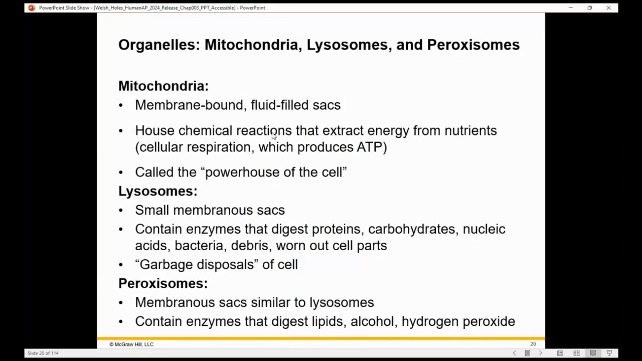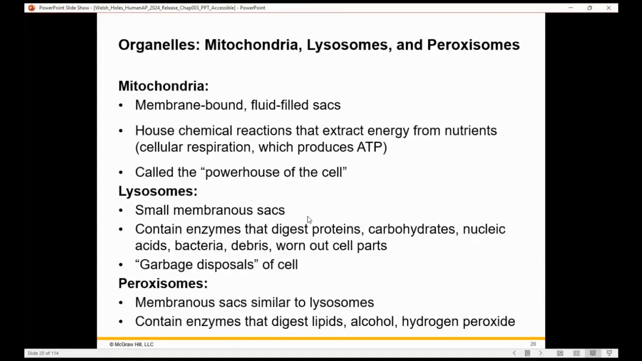Okay, other organelles, the mitochondria. These are membrane-bound, fluid-filled sacs. They house chemical reactions that extract energy from nutrients. So this is where we say cellular respiration occurs, and that produces ATP, which is energy. So we call the mitochondria the powerhouse of the cell.